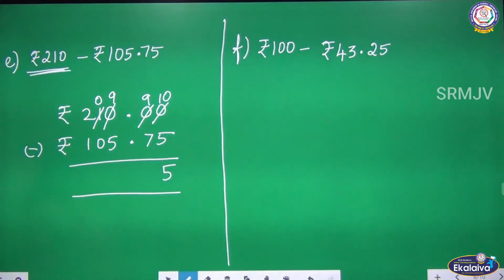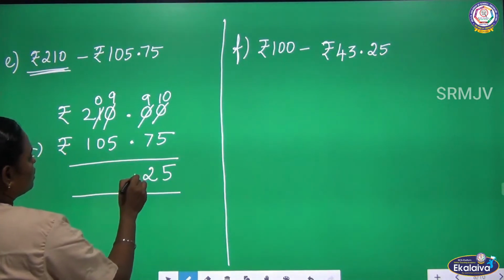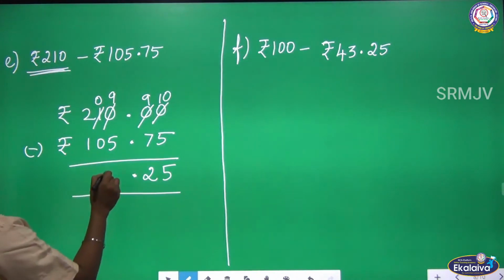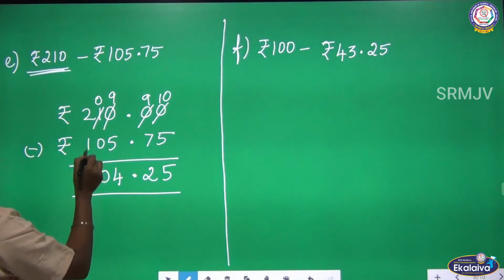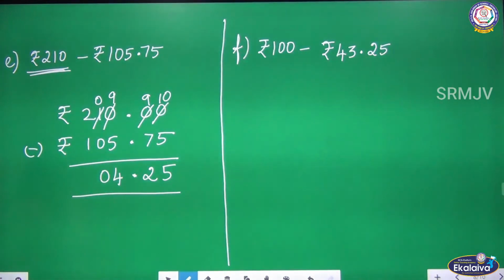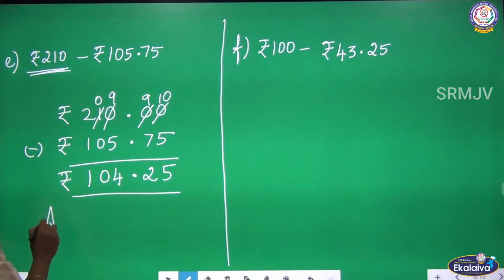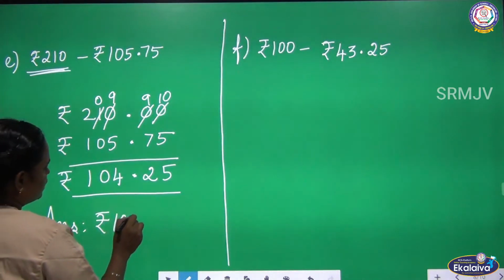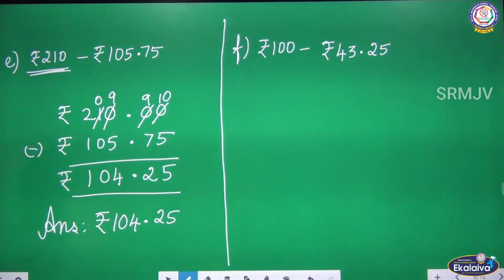Next, 9 minus 7 is 2. Put the dot. Then what is 9 minus 5 children? 9 minus 5 is 4. Next, 0 minus 0 is 0. Next, 2 minus 1 is 1. Now you tell me the answer. Write rupees 104 rupees 25 paise is the answer.